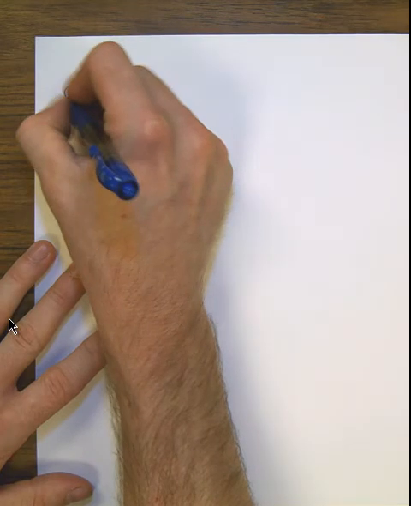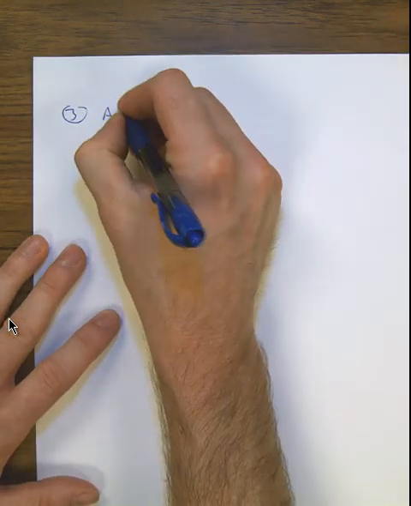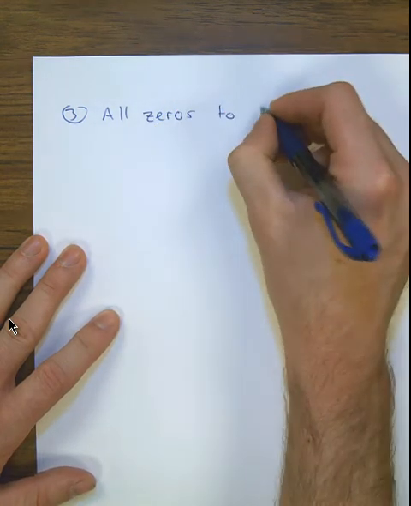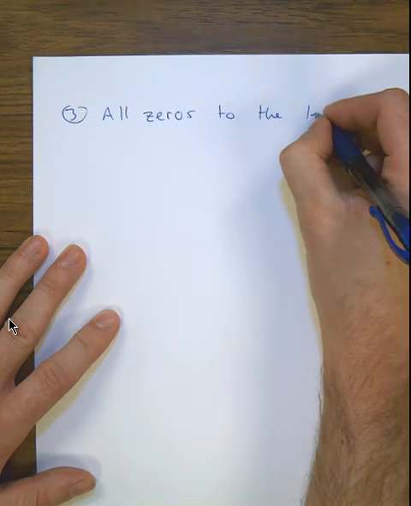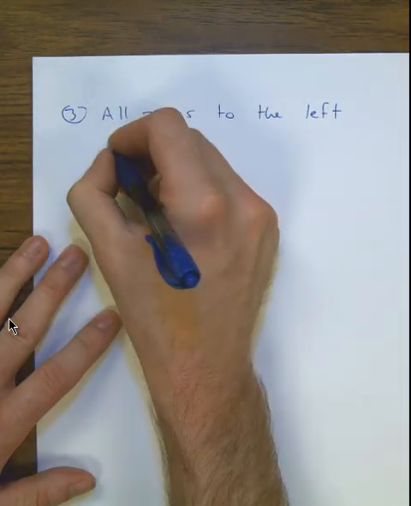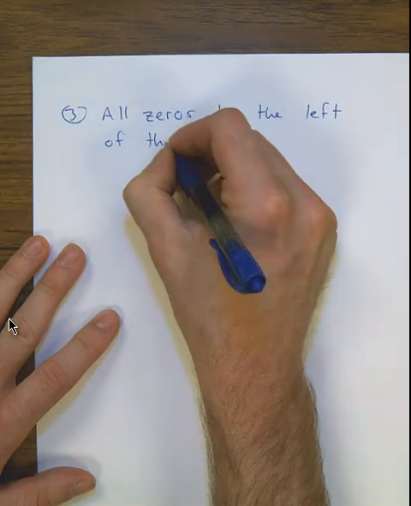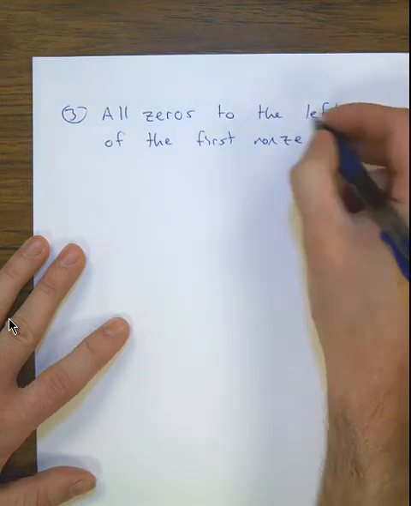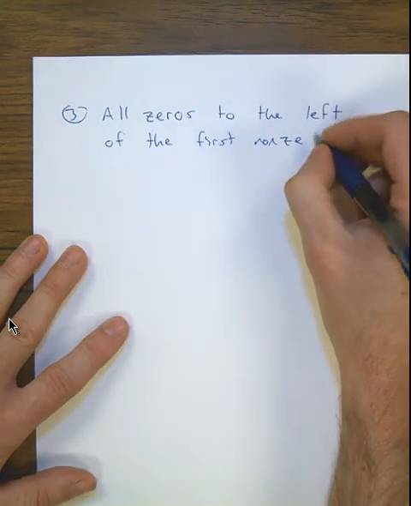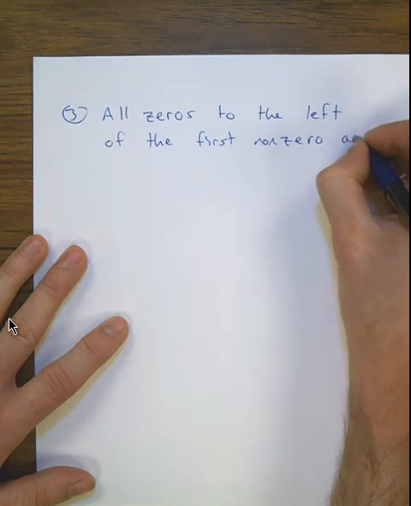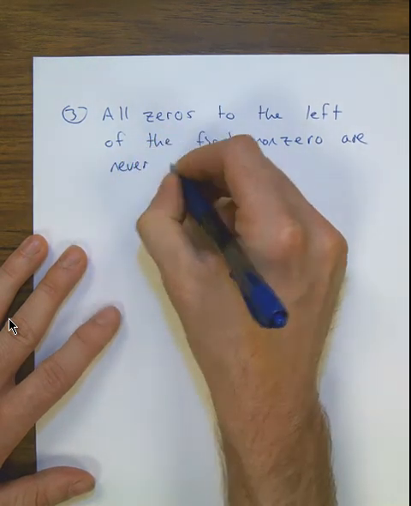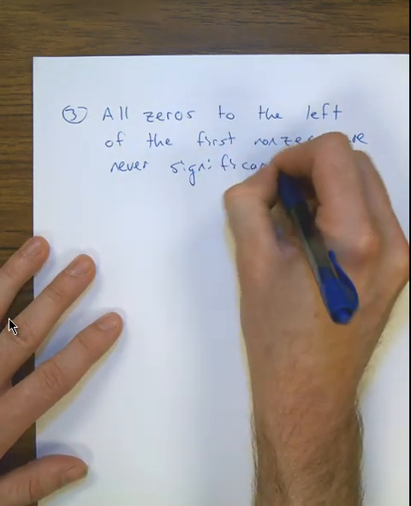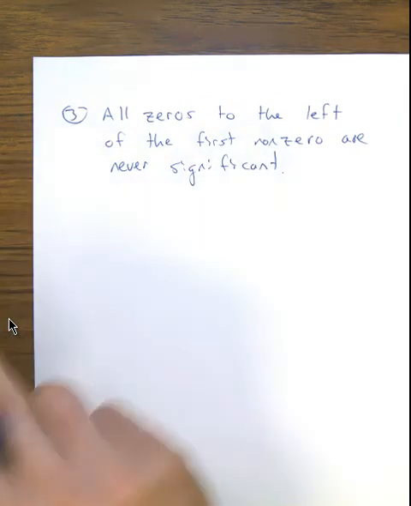Rule 3 says that all zeros to the left of the first non-zero are never significant. Now, that's a lot of words to describe something that's actually pretty simple. Let me walk you through a couple examples.